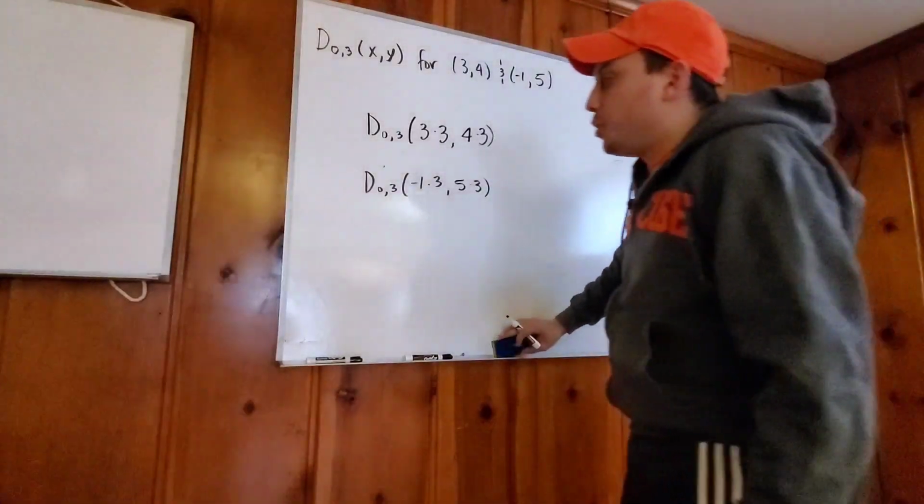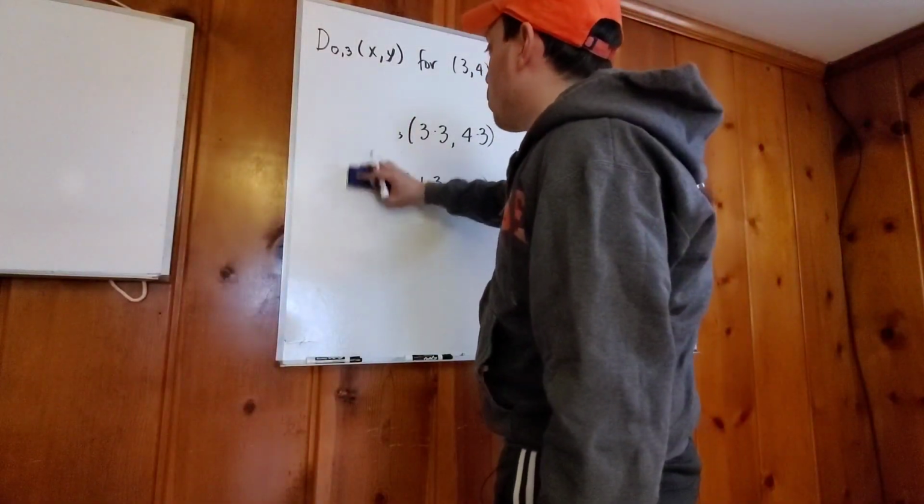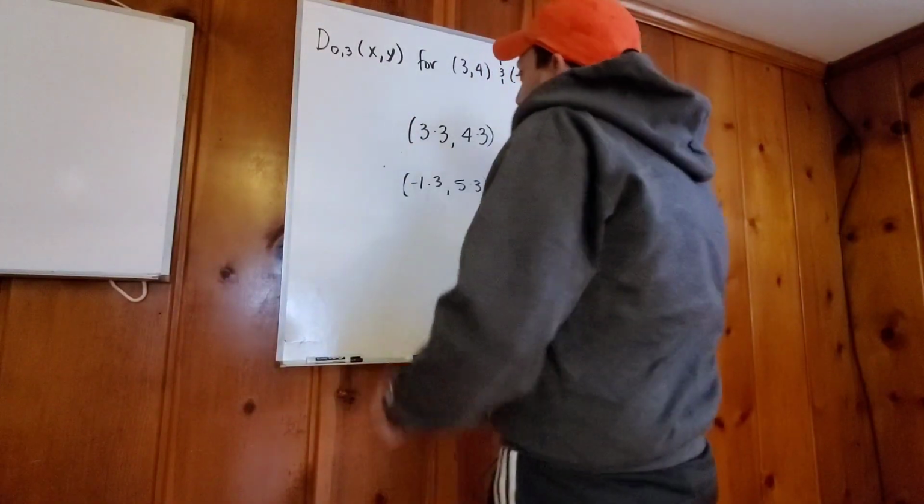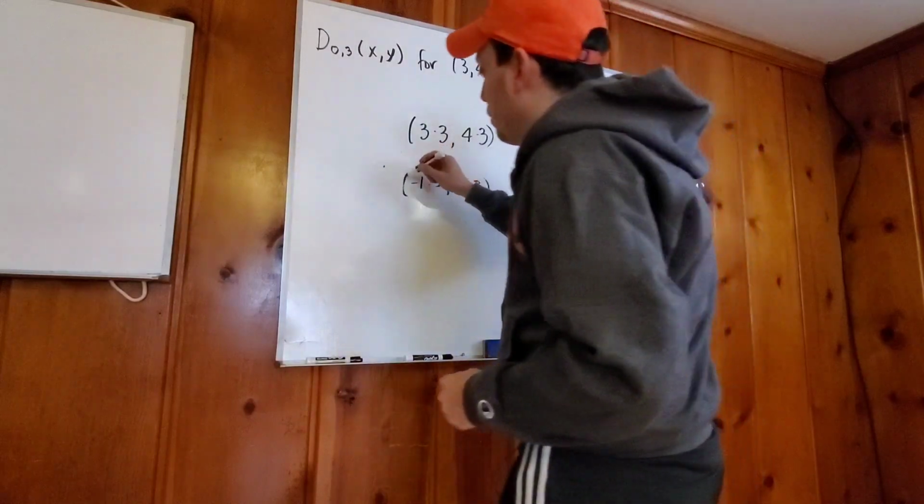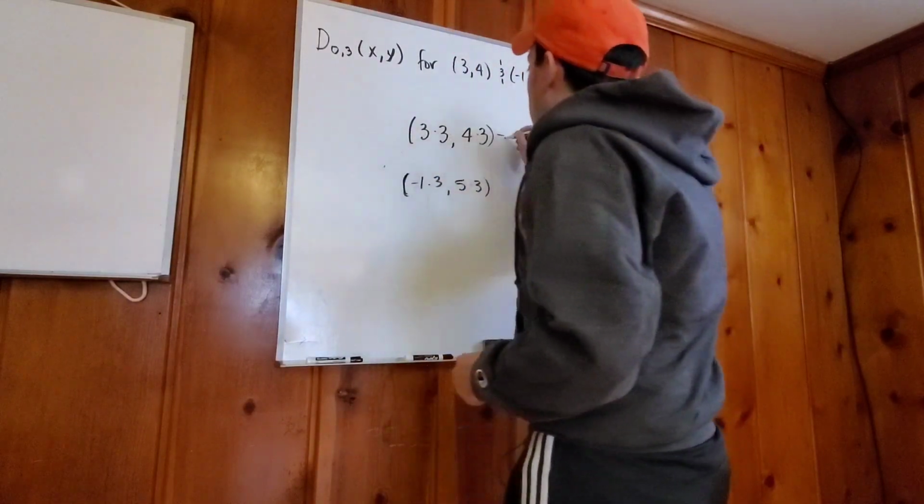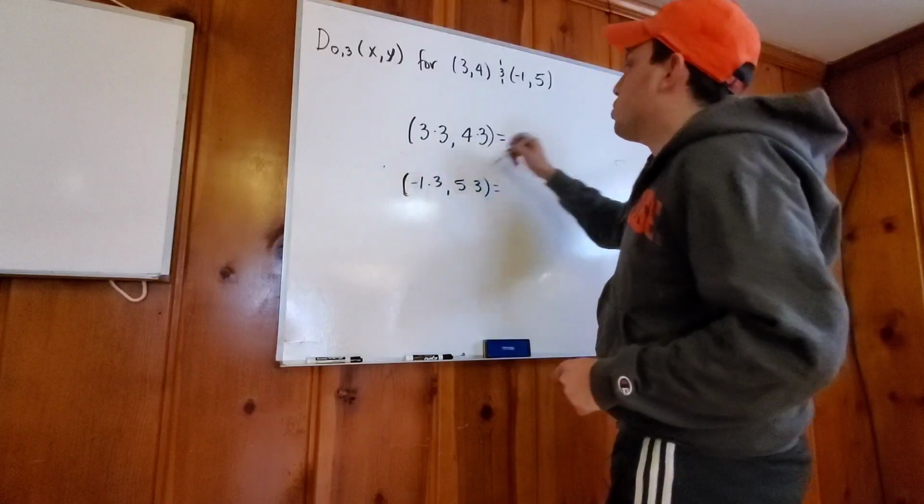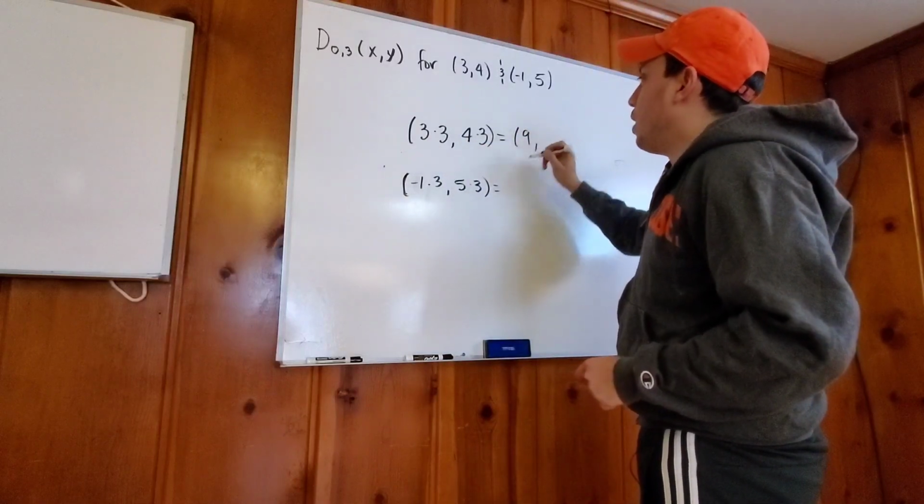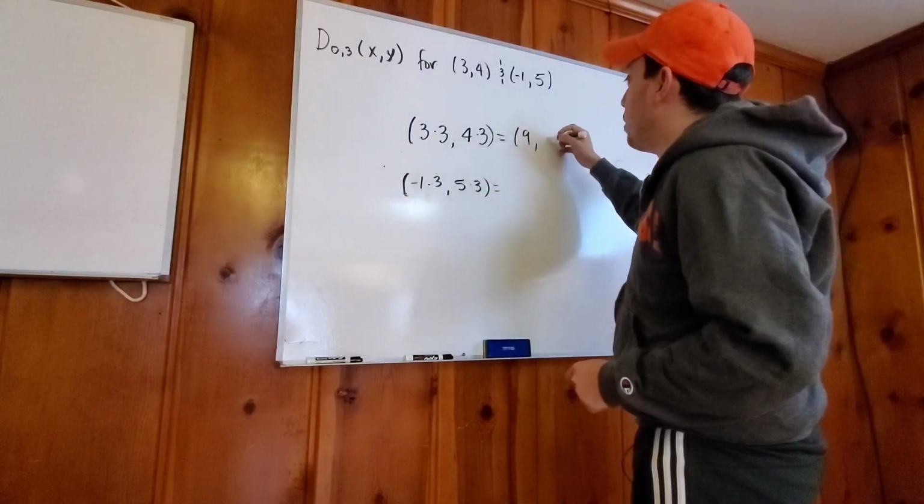No, it doesn't have the D origin 3, but it does have this. So this is for the first point, and this is for the second point. And 3 times 3 is going to be 9. Wow, advanced math. And 4 times 3 is going to be 12.